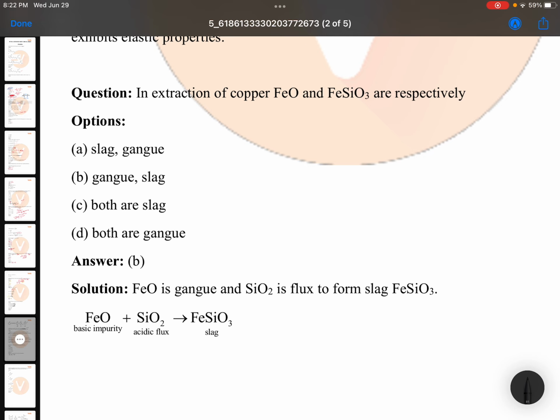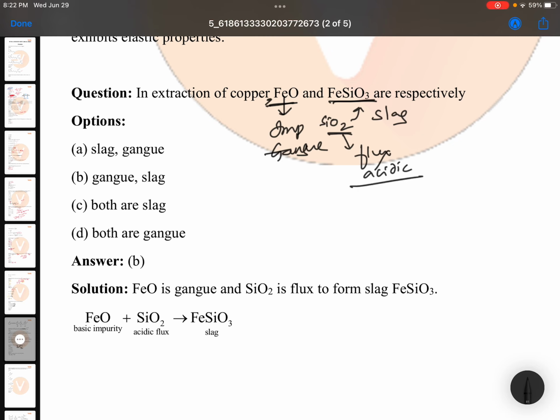In the extraction of copper, iron oxide is impurity. Impurity is called gangue, and it reacts with SiO2 to form slag, and SiO2 is called flux. Okay, this is acidic flux. SiO2 is acidic flux, FeO is the gangue particle, and the formed one is slag. Metallurgy. Okay, important question of metallurgy, you can say.